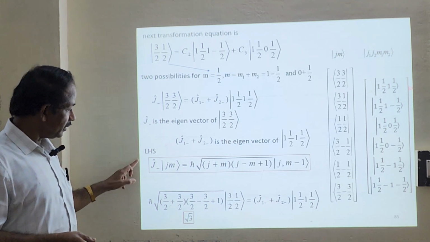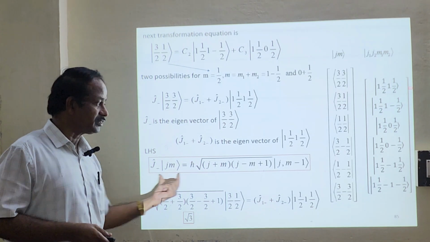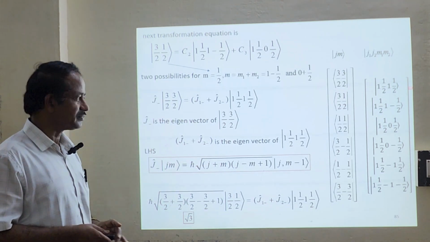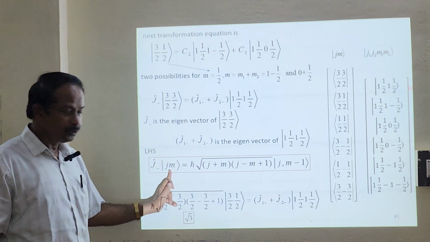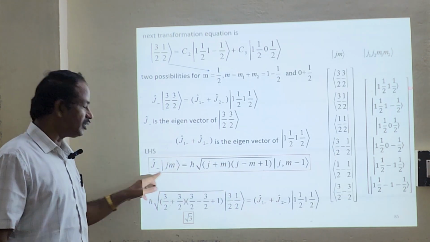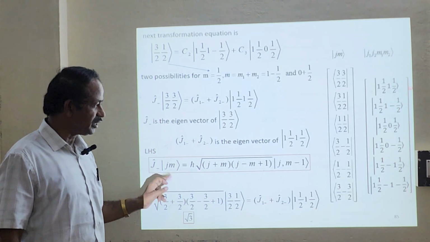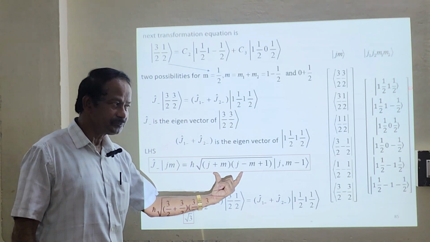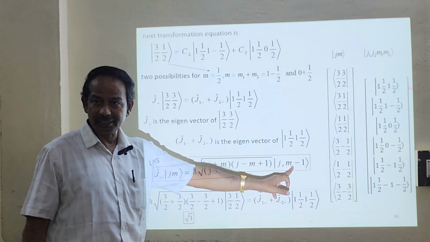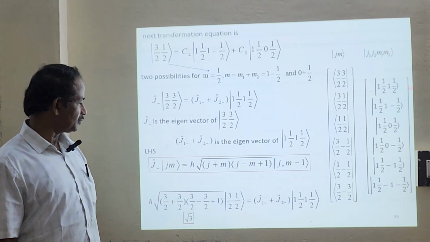Now we know already the eigenvalue of the lowering operator is given by this formula. We studied it in the last video class, and your m goes to m minus 1. It's very important. The eigenvalue equation of a lowering operator on |j, m> will give you this value with the ket |j, m minus 1>. See, m becomes m minus 1.